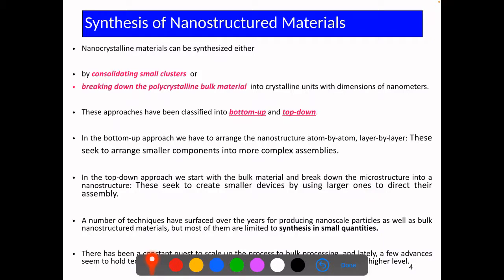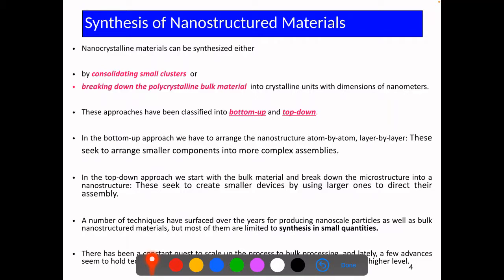Okay, and there are a number of techniques that have surfaced over the years for producing nanoscale particles as well as bulk nanostructured materials, but most of them are limited to synthesis in small quantities. So one of the important things that you have to keep in mind during synthesis is your aim in how much of that material you need to obtain. If it's just in milligrams, you can go ahead and use, for example, a bottom-up approach easily, because once you make things in the lab, you create small amounts of things.